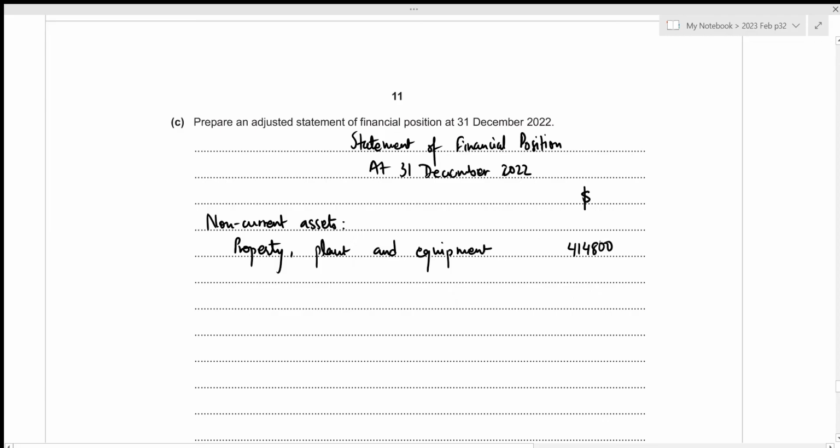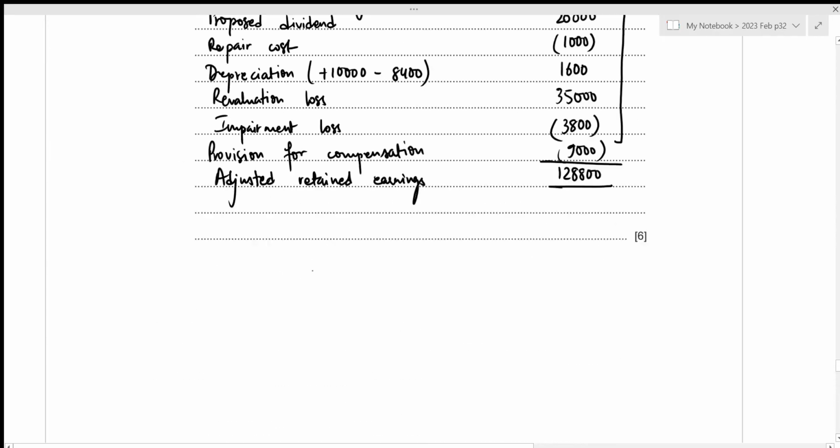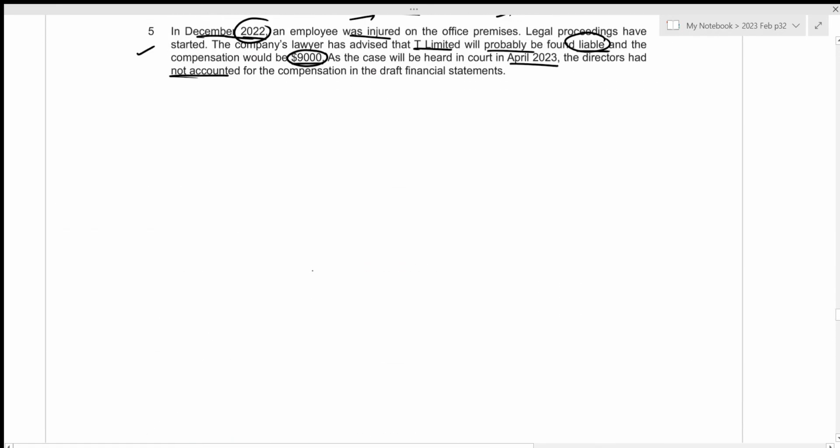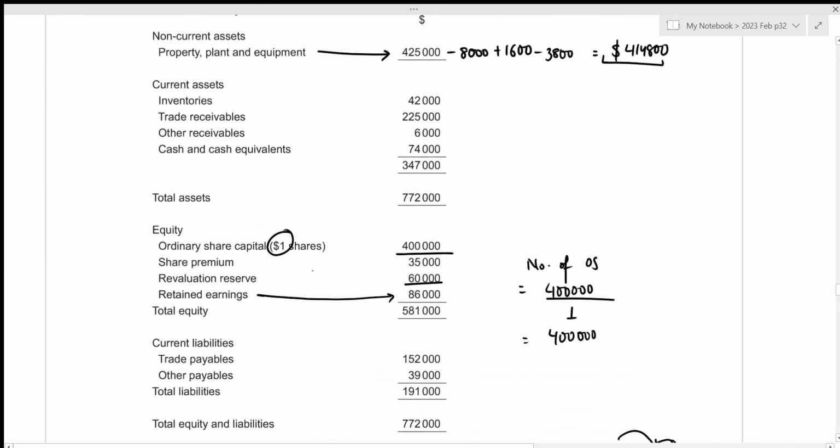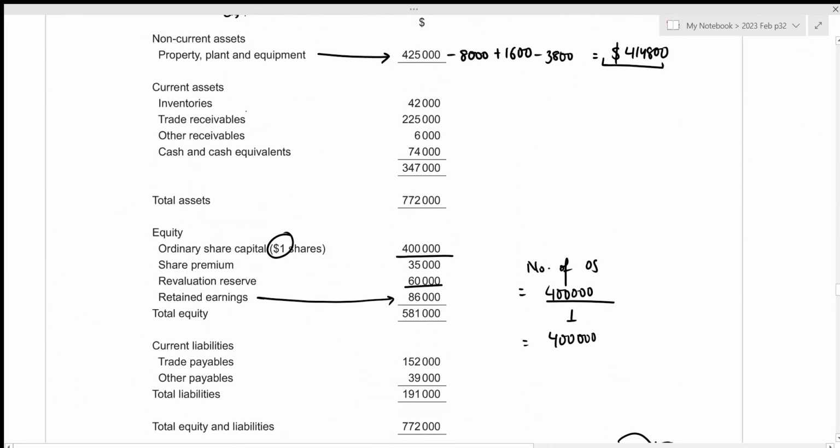That's 414,800. Okay, that was all for our non-current assets. Now we can move towards the current assets section. Let's have a look above. The current assets is of inventories, which will not be affected, so that will remain at 42,000. We have trade receivables, again it won't be affected, so that's 225,000.